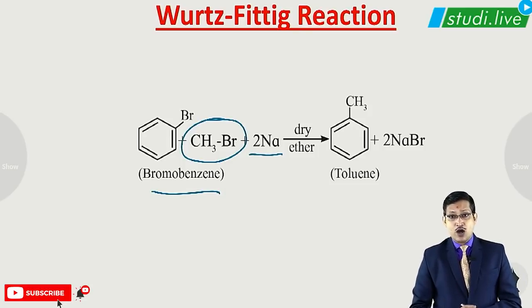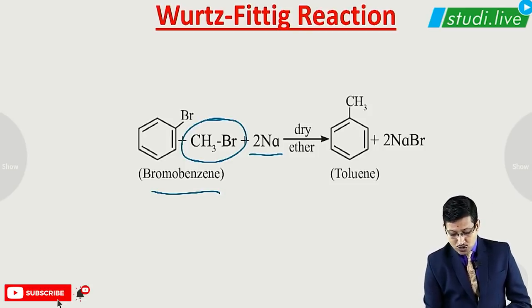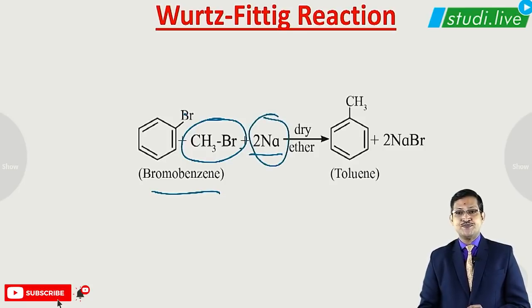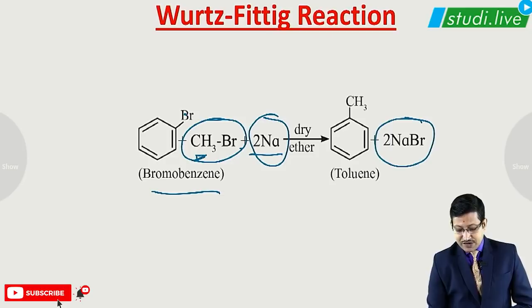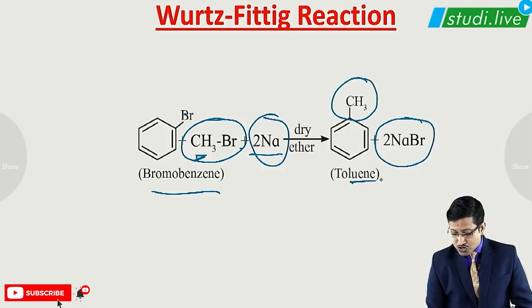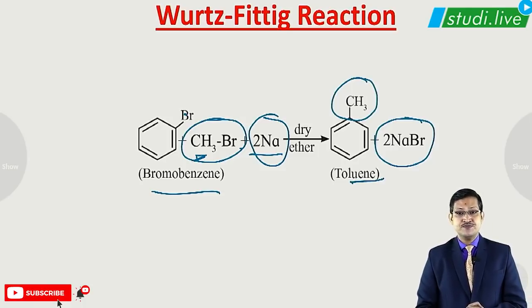Now try to understand how exactly the reaction happens here. 2Br you have, those 2Br will combine with twice Na. So 2Na, 2Br, that gives you twice NaBr, that is the byproduct. What is left out? CH3 is left out. That CH3 gets attached here, and this will give you the formation of toluene. This is how you get the formation of toluene.